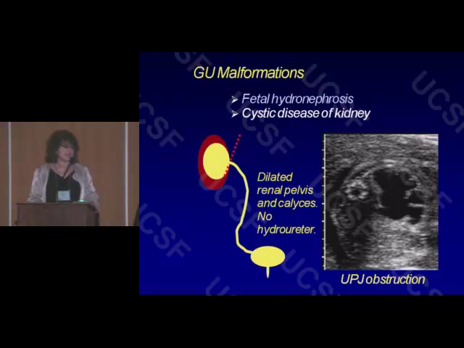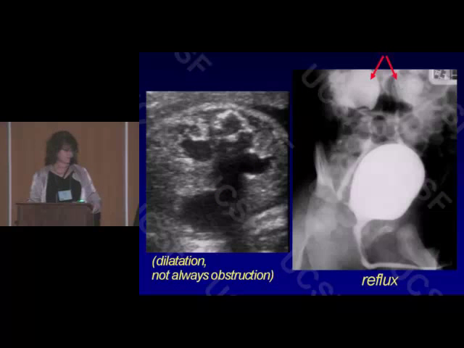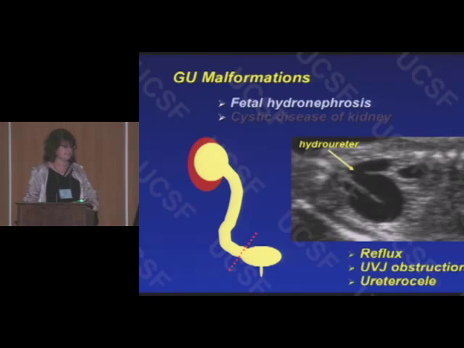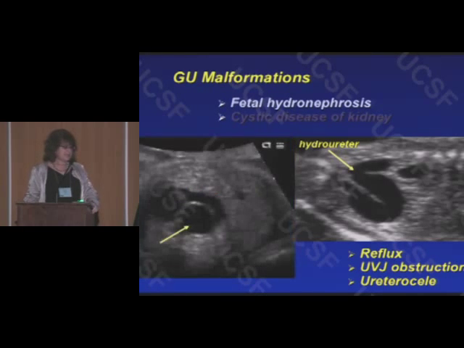The pelvis is dilated, as are the calyces, but there's no dilated ureter or bladder, and this is an example of a UPJ obstruction. In this case, the bilateral renal pelvises are dilated, and I just want to remind you that the postnatal workup is prompted by these observations. In this case, this was proved to be reflux, so not all dilatation is obstruction. If, in addition to a dilated intrarenal collecting system, hydroureter is seen, we think about a UVJ obstruction or reflux. And remember that a ureterocele can give rise to this appearance.